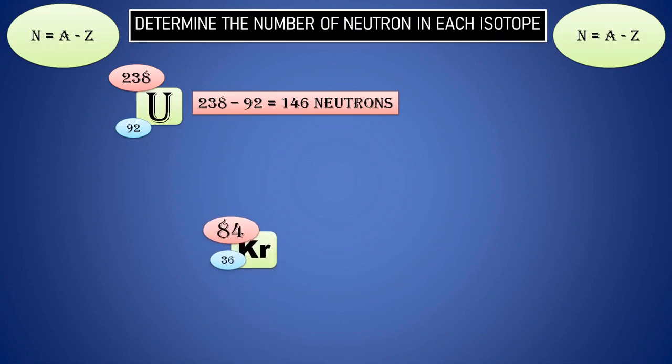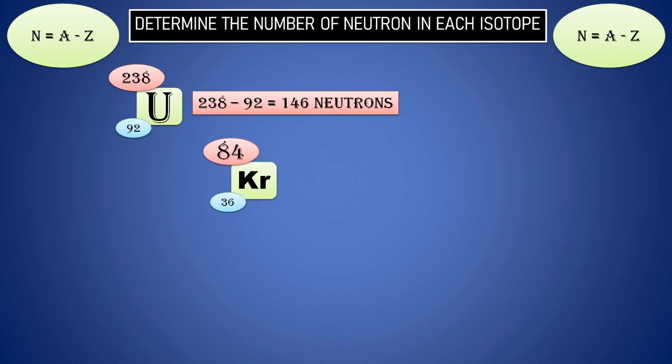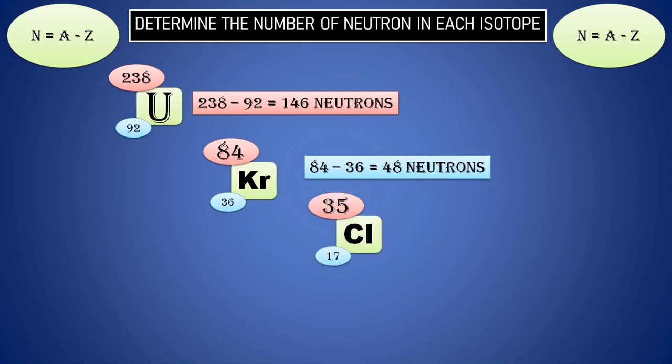Similarly, krypton 36-84. For krypton, the atomic number is 36 and mass number is 84. If you want to calculate the neutron number, 84 minus 36 gives 48 neutrons. That means krypton contains 48 neutrons. Similarly, chlorine 17-35. 17 is the atomic number, 35 is the mass number. The difference between mass number and atomic number gives the neutron number, that is 18 neutrons.